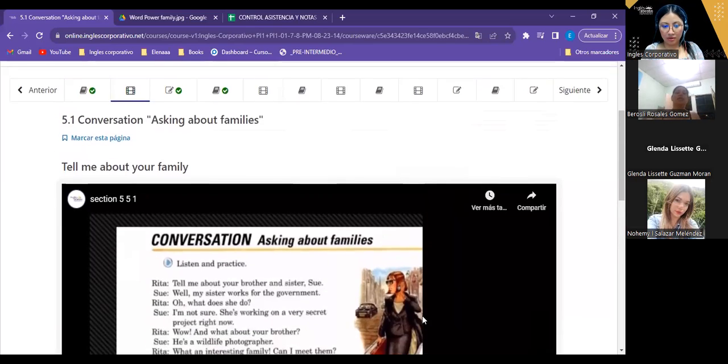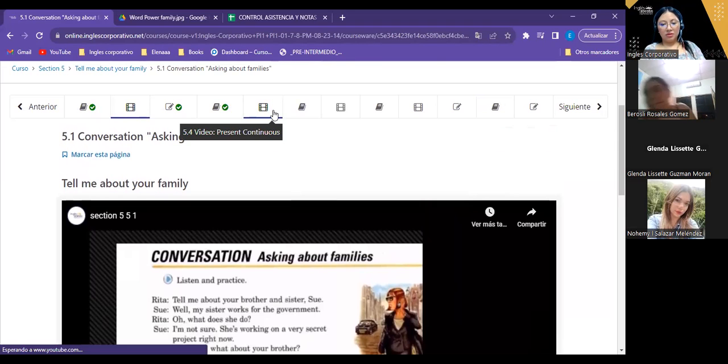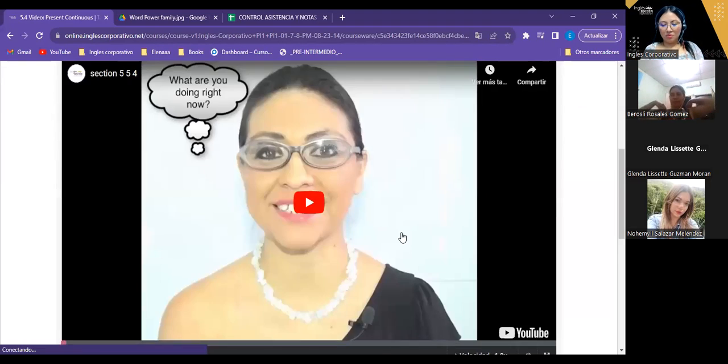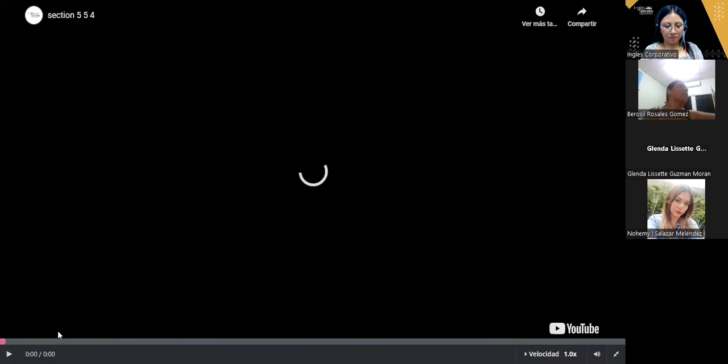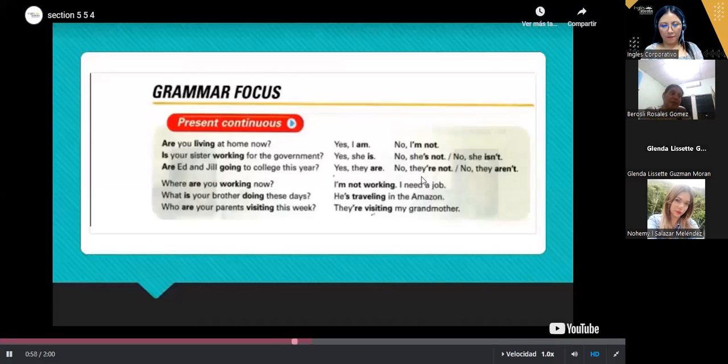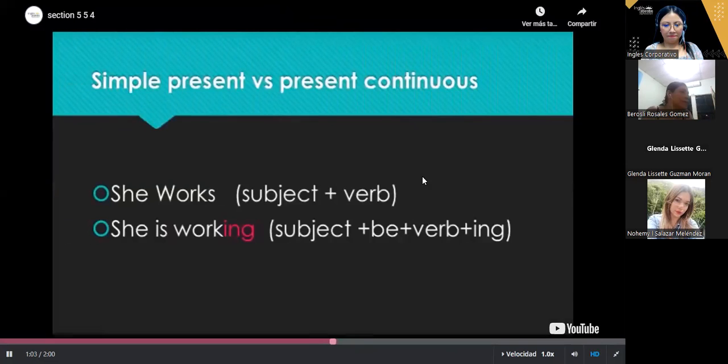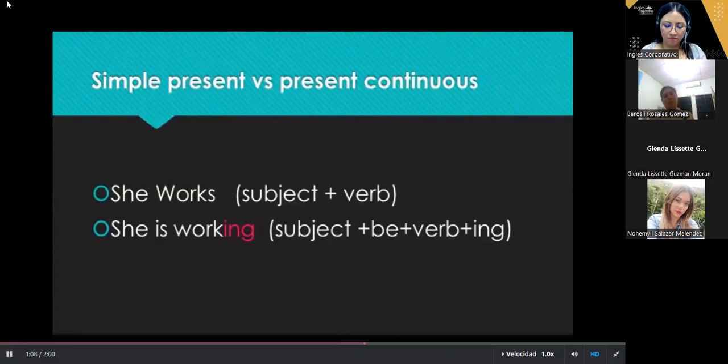That's it. Vaya. Revisemos entonces la parte final del present continuous versus the simple present tense. Aquí vamos, here we go. Okay. Parents visiting this week. They're visiting my grandmother. Okay, listen. Again, it is important for you to recall the difference between these two tenses. Remember, the simple present is used for habitual actions, and present continuous is for actions that are happening right now.